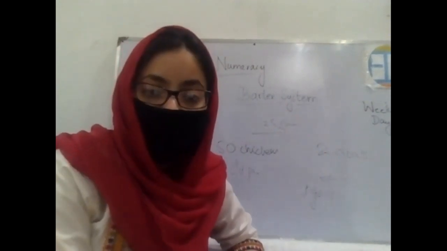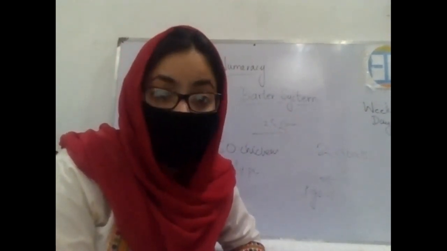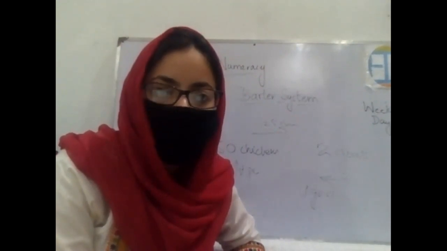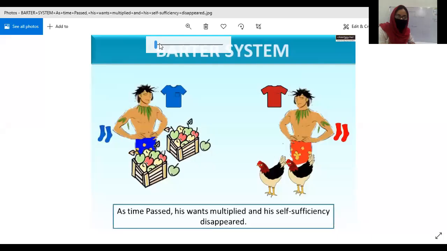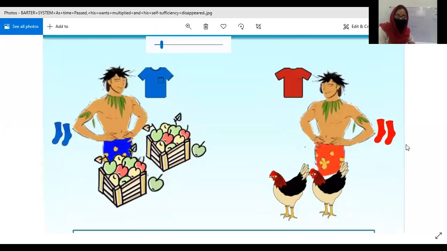Very well done. Now I'm going to share the screen with you. I'll be showing you different pictures of how it happened. Okay, look at this one. See over here, this person has two carts of apples, and this one has two chickens, right? Now he will give one cart of apples to him, and in return for that, he will give one chicken to him. Now he has the chickens and apples both, and he also has the chicken and apple both. Got it? This is known as barter system.